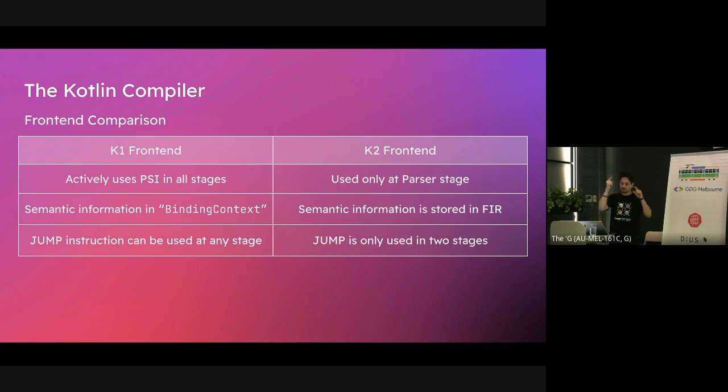Like I said, because of PSI and binding context, a lot of jump instructions happen because it's jumping from one data structure to another and figuring out where to go next. But in the K2 frontend, jump is not used that often. It is mostly used when it has to refer to other files to figure out semantic information. But once that is figured out, it's all done. No more jumps required. And the culmination of all of this, as per JetBrains, is that the K2 frontend is about 3 times faster in getting the raw FIR, or any output, out to the backend than the K1 frontend.